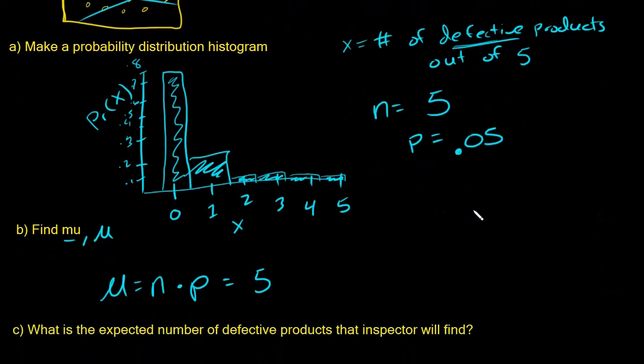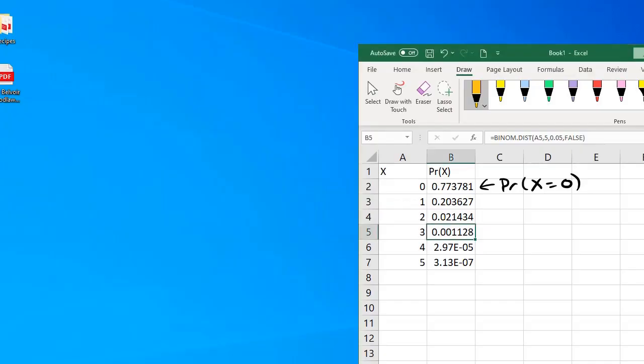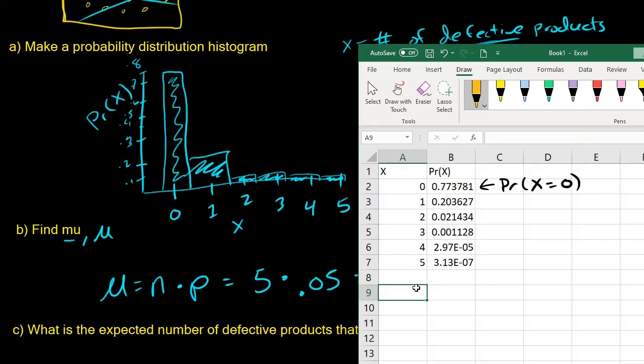So that's p. So 5 times 0.05 equals, and I can pull up Excel to do this calculation for me. So here's mu equals 5 times 0.05. Press enter, and I get 0.25.